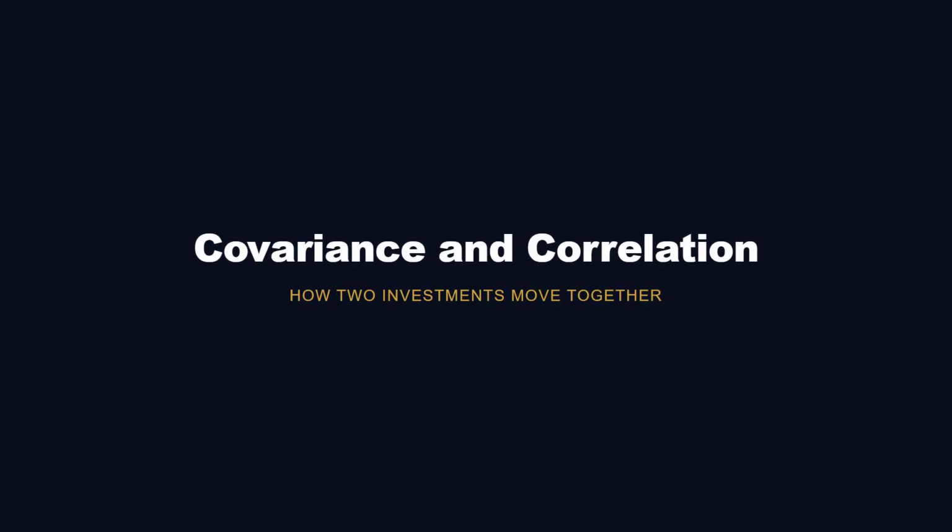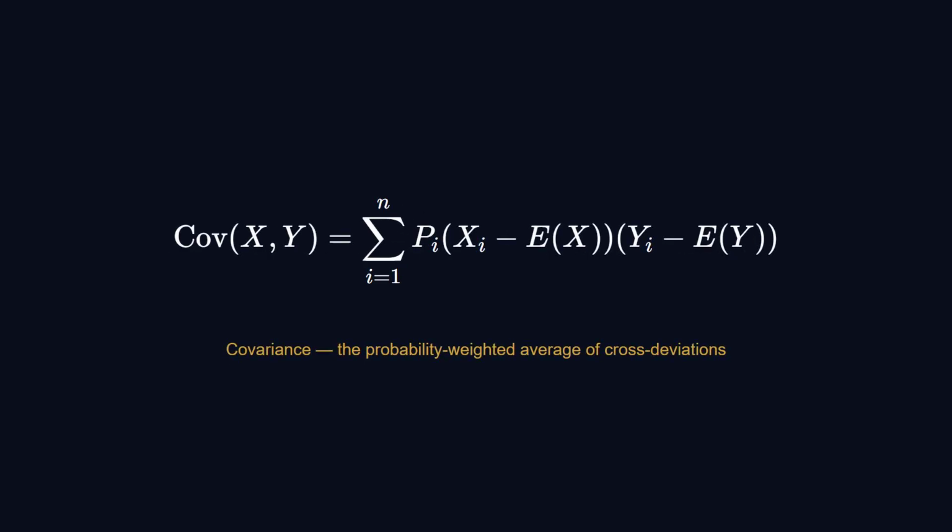Part 7. Covariance and correlation. How two investments move together. Covariance measures how two variables move together. Covariance of X and Y equals the sum of each probability times the deviation of X from its mean times the deviation of Y from its mean.